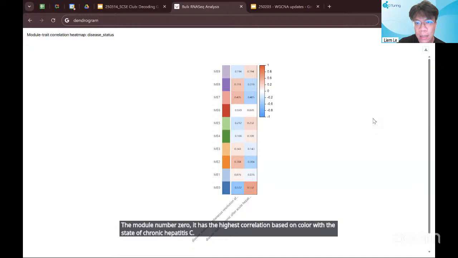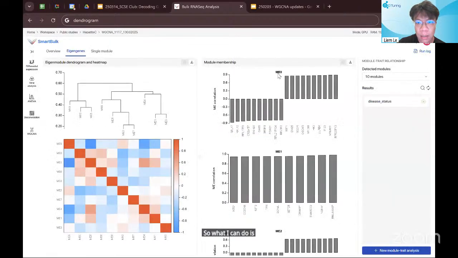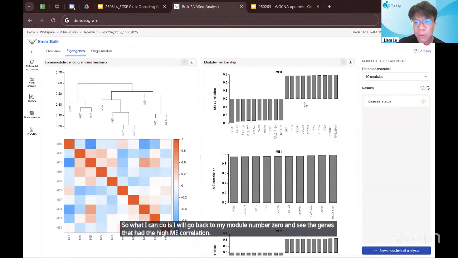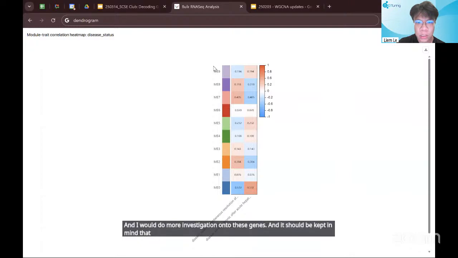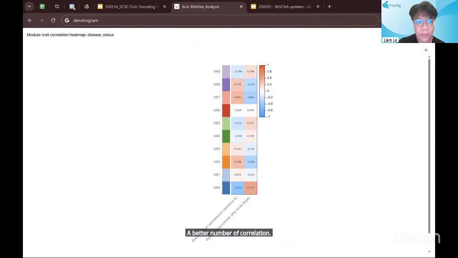So what I can do is go back to my module number 0 and see the genes that have the high ME correlation. And I would do more investigation onto these genes. And it should be kept in mind that if you change the number of modules, or groups of genes with similar expressions, you would have a different module trait correlation heat map, right? And you can even pick a better number of correlation than this one.